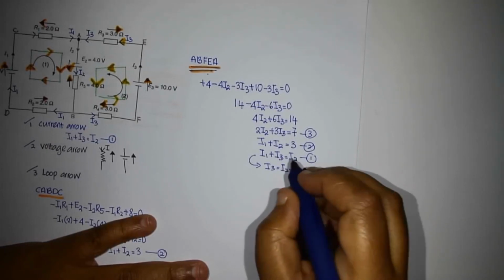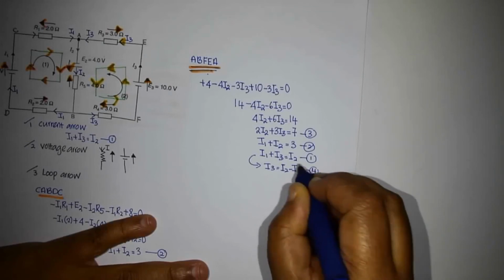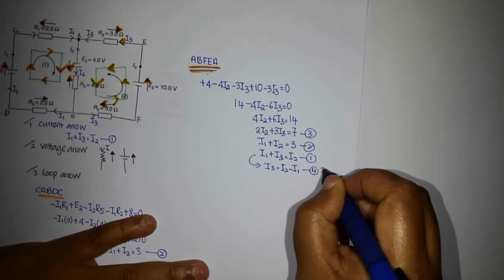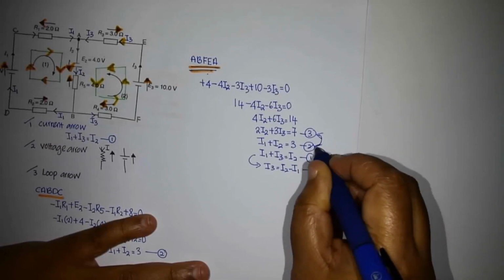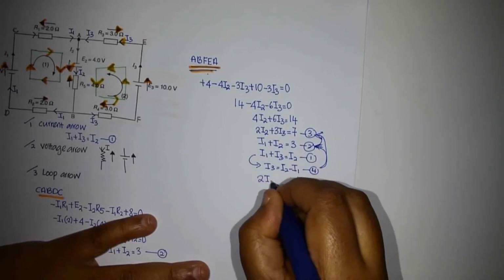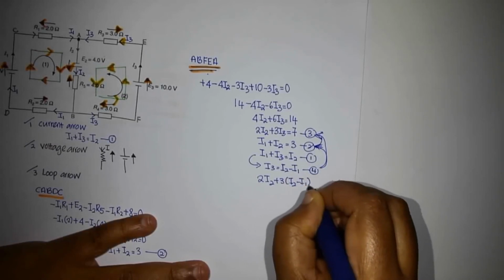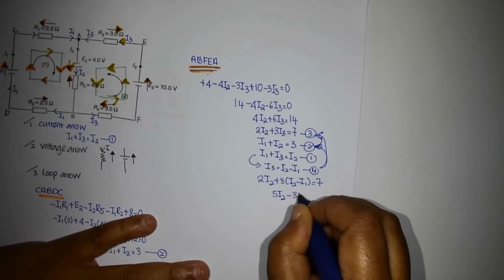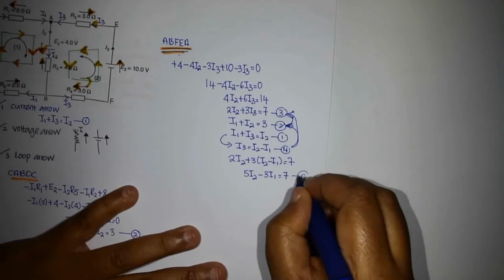I'm going to substitute, this will be number 4. I'm going to take this number 4 and substitute inside number 3. So 2I2 plus 3 times (I2 minus I1) equals 7. So 5I2 minus 3I1 equals 7. So I get here number 5.